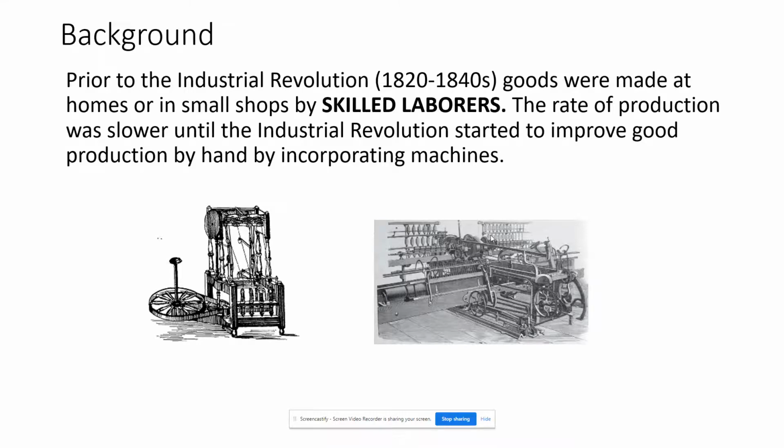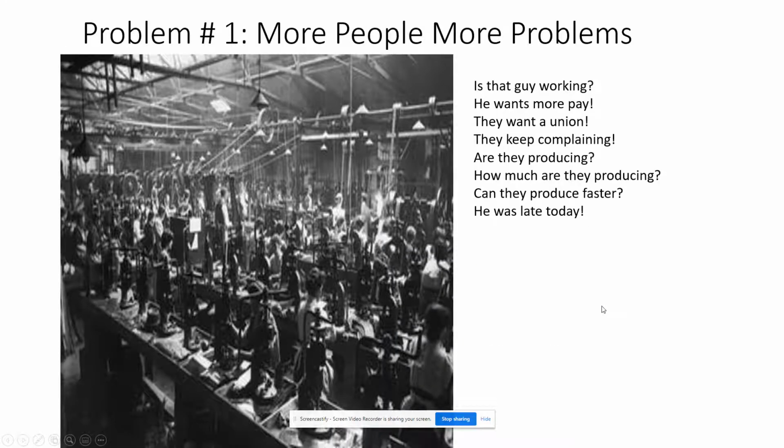Prior to the Industrial Revolution, it's pretty much likely that you were making goods from start to finish without the use of machines, which is the whole point of the Industrial Revolution. So the problem with machines is that you have to have some people man them, which is going to lead to some problems. So let's look at this particular assembly line.